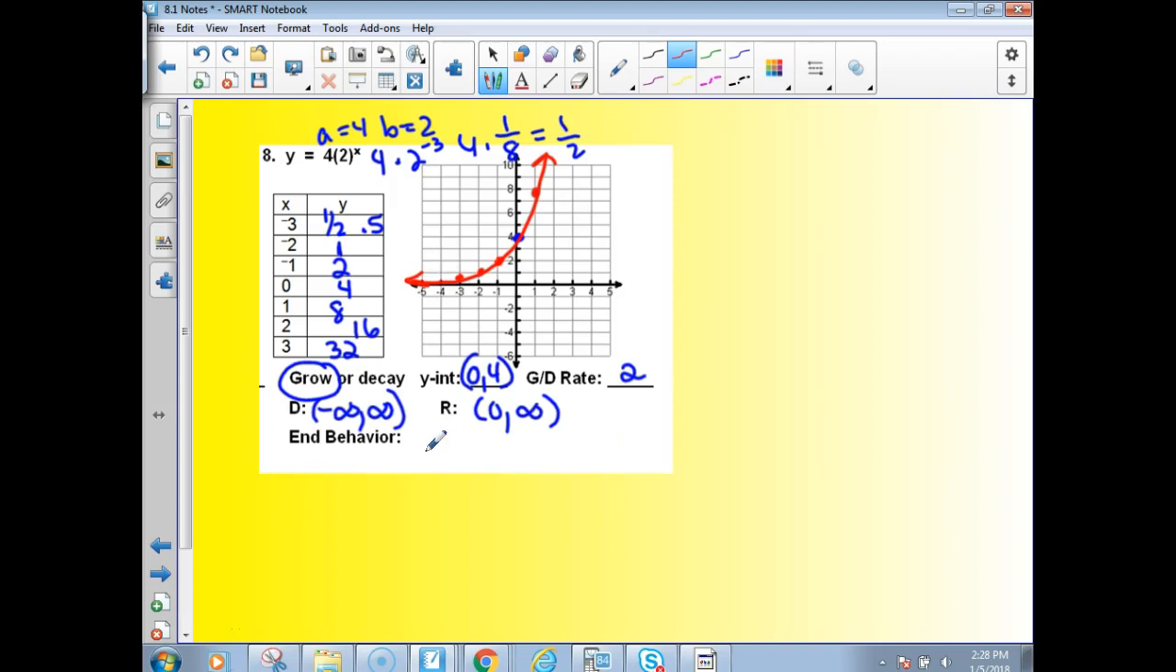All right, the end behavior, f of x is approaching 0 as x approaches negative infinity, and f of x is approaching infinity as x approaches infinity.